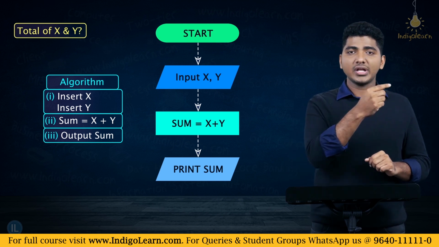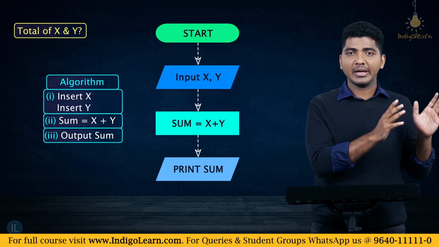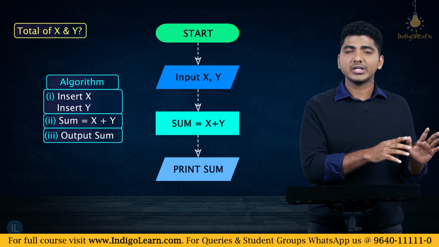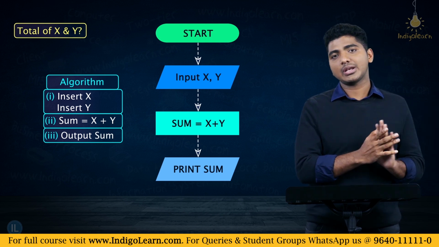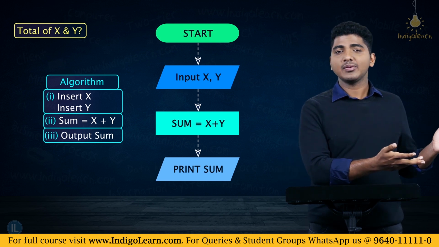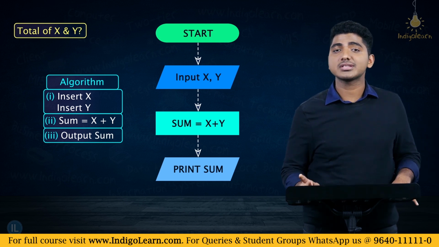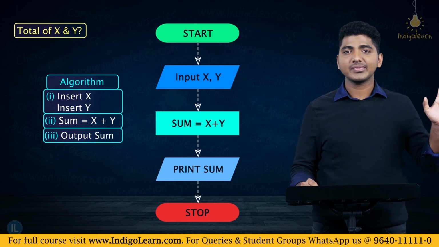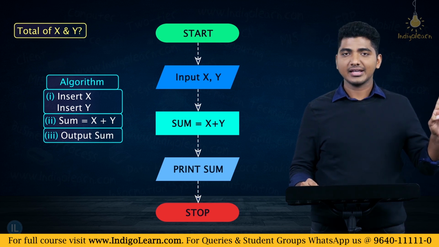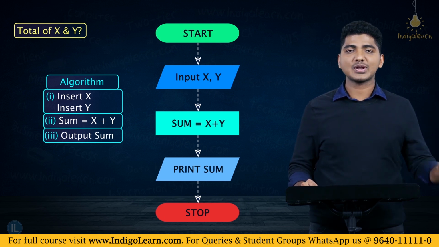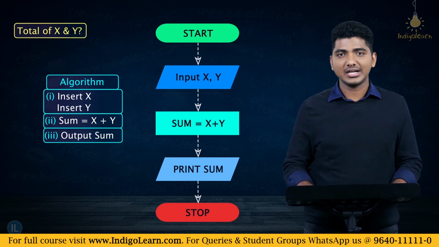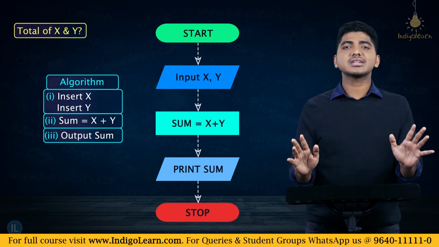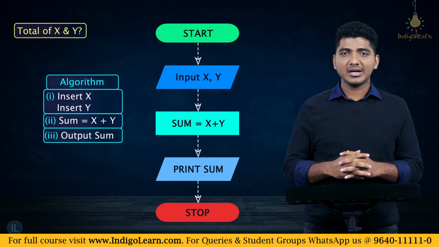So in this there is one input, that is input x and y in the parallelogram shape, and there is one output, that is print sum, that is also in a parallelogram shape. So is it done? No, there is one more step. What is the step? That is simple. I need to stop this. So start, enter x and y, computation, output, stop. So this is how simple a flowchart is. So this is the basic discussion about flowchart. We have taken a couple of examples.